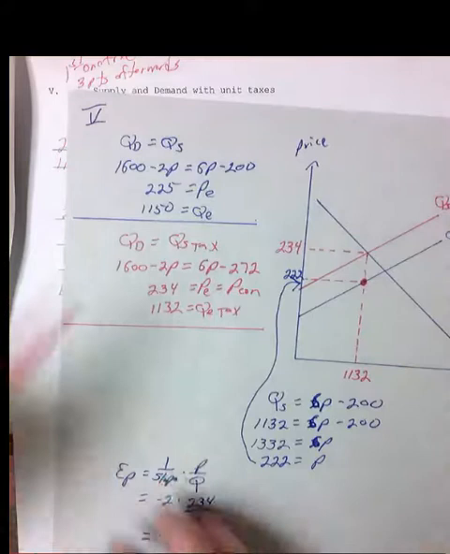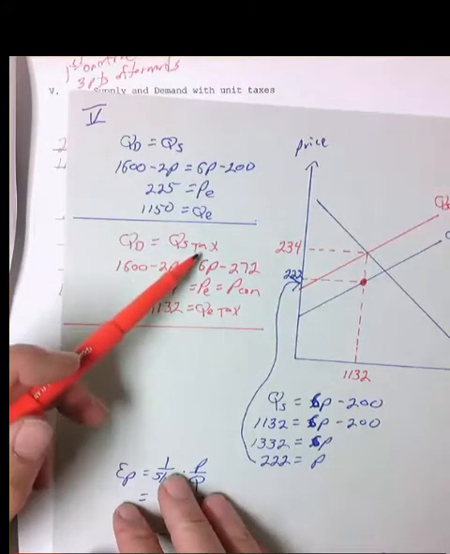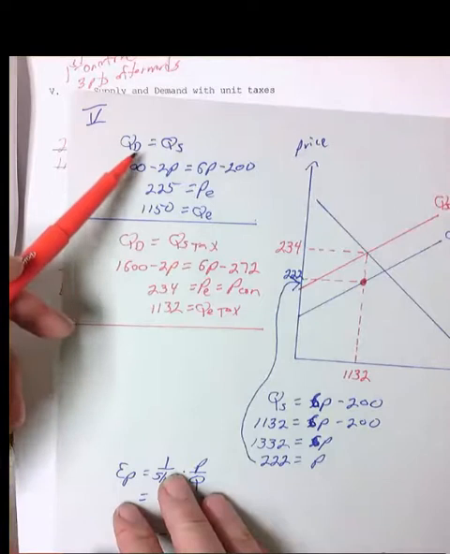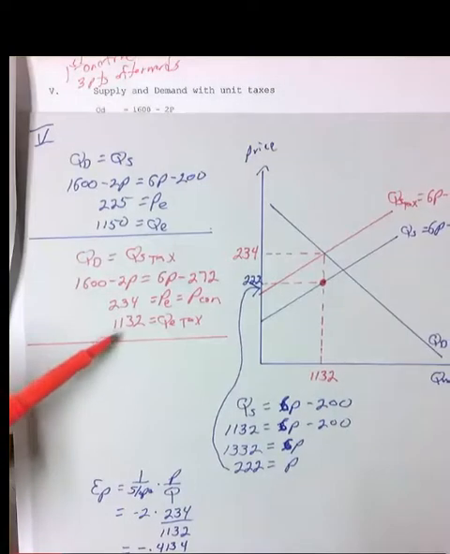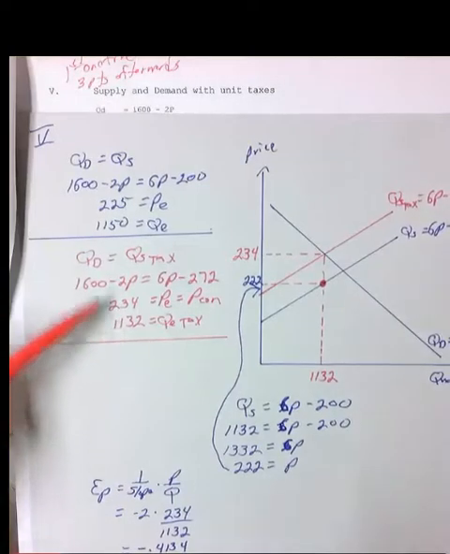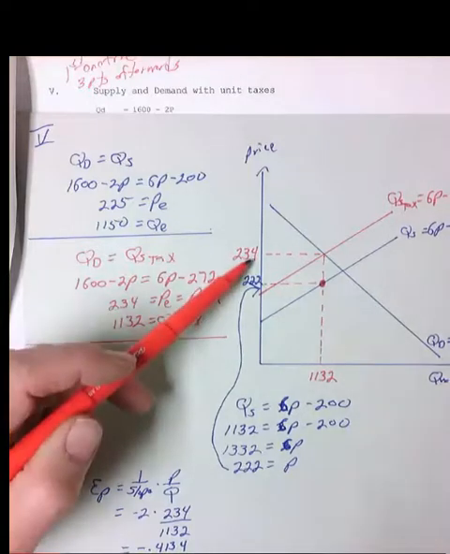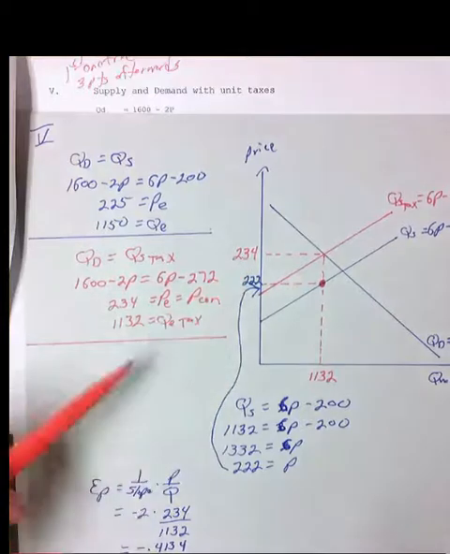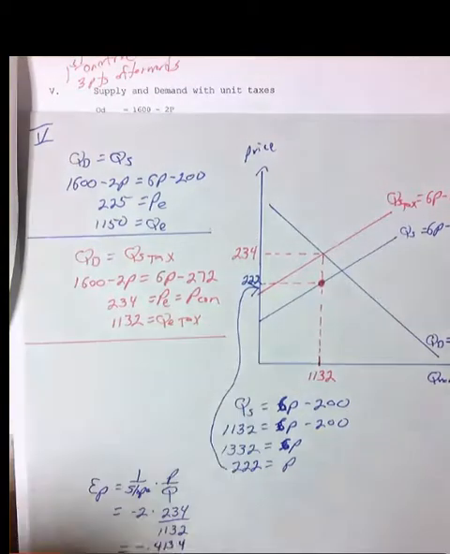So you would just do it like this. The quantity demanded equals the quantity supplied with tax. Just like you did it before, quantity demanded equals quantity supplied. You're just using a different equation. You're using this equation right here, right? Solving that you get the new equilibrium. Oh, the new equilibrium is 234, so that works out to be the price consumers pay. The new equilibrium quantity works out to be 1132. I don't think I asked for that, but you need it to get the other answers.